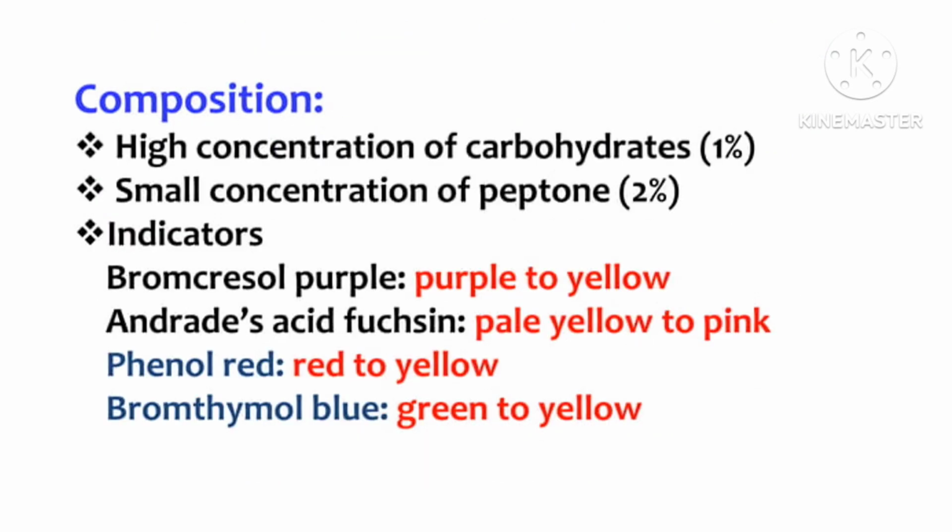So the OF medium consists of a high concentration of carbohydrate, that is 1% carbohydrate, and a small concentration of peptone. Indicators include bromocresol purple, which changes the color from purple to yellow, and Andrade's acid fuchsin indicator, which will change the color from pale yellow to pink, phenol red, red to yellow, and bromothymol blue, green to yellow. So we commonly use bromothymol blue for the oxidation fermentation reaction, which changes the color of the green colored media to yellow color if it is fermented.